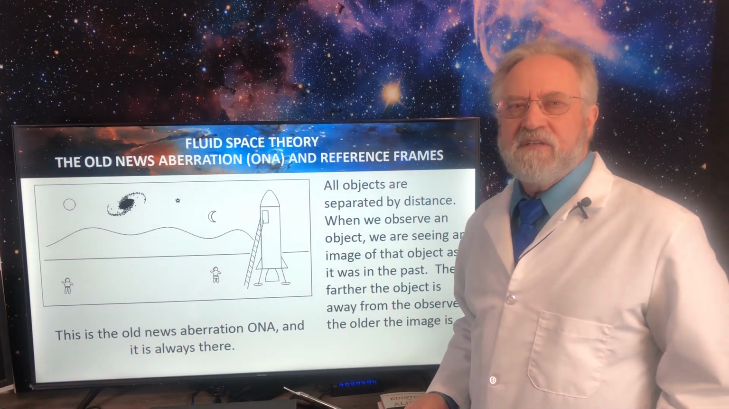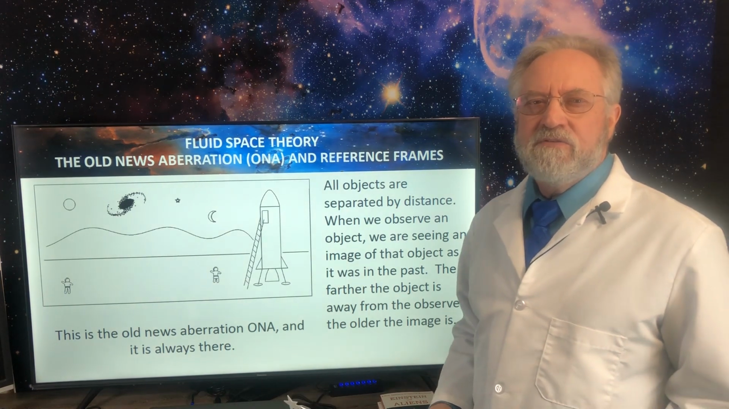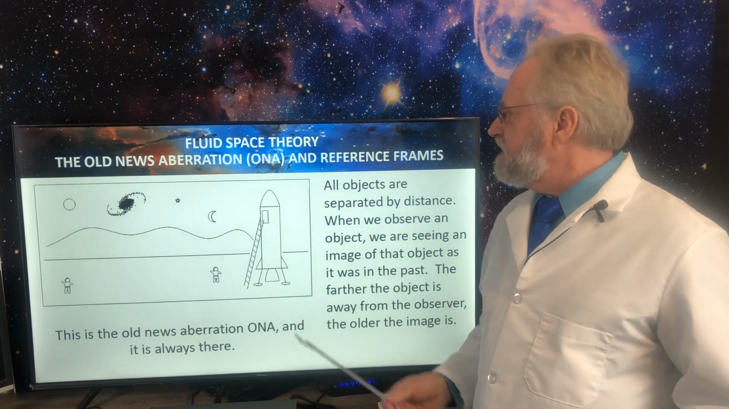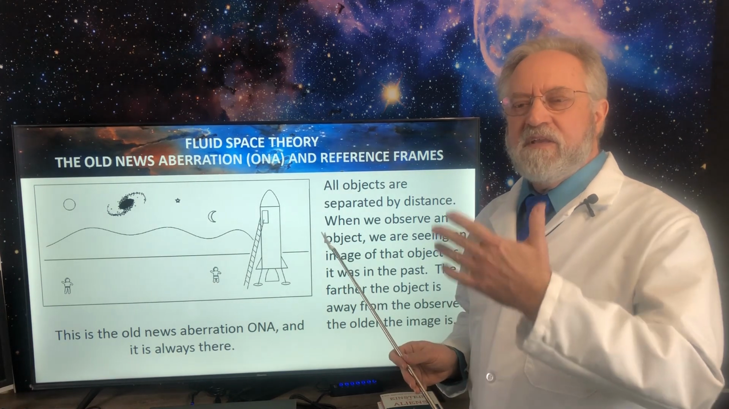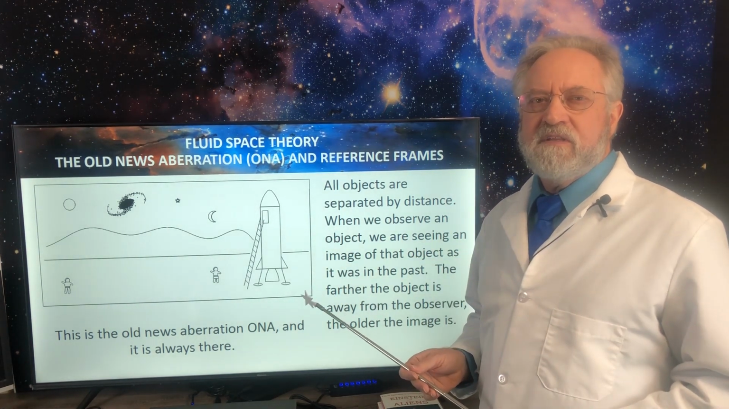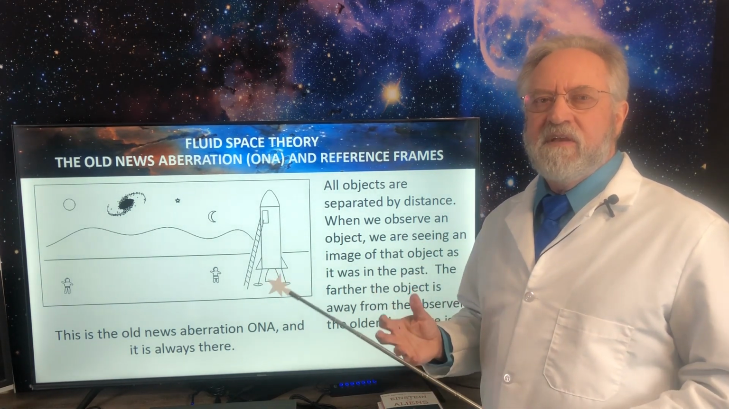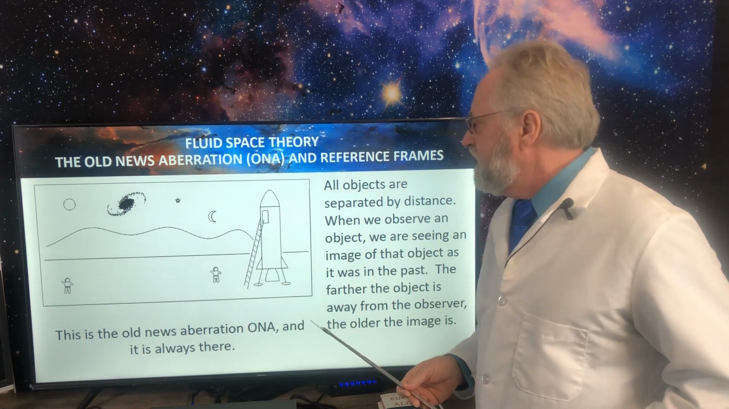The next subject we need to understand is the old news aberration. And I call it an aberration because it can make you see things that aren't really there, and you have to correct for them to understand what's actually going on. So how does it work?